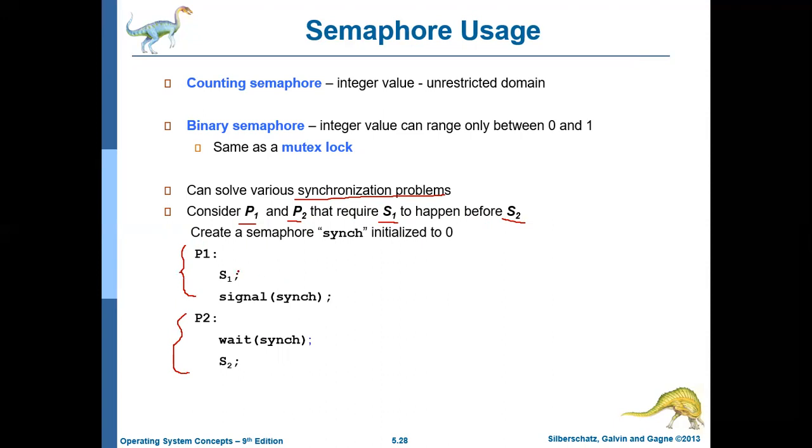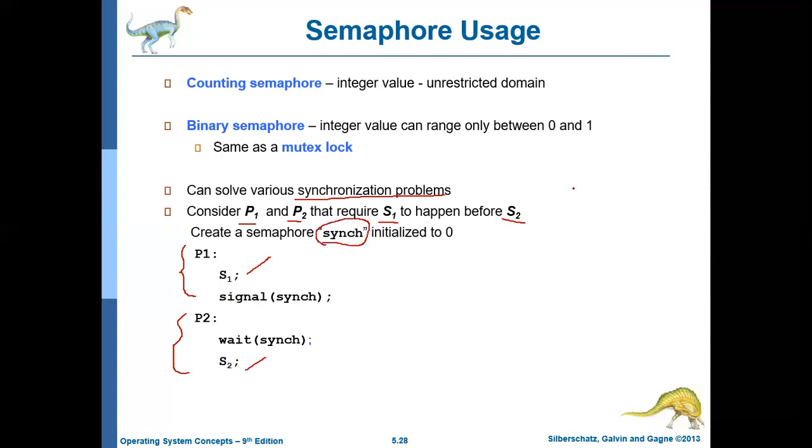So in process P1, this is the statement S1. What we discussed is that S1 should execute before S2, and S2 should execute after S1. So this order should be maintained. What we are doing in process P1, after the instruction S1, is keeping an instruction like this, signal of synchronization. Synchronization is the name of the semaphore here.